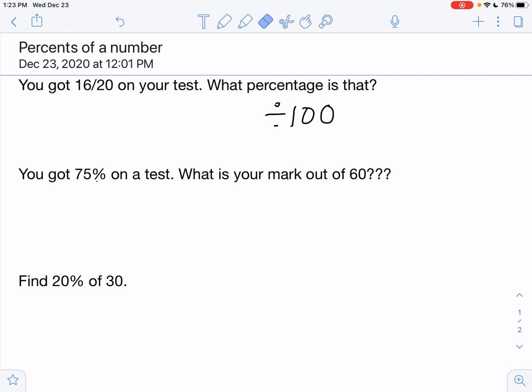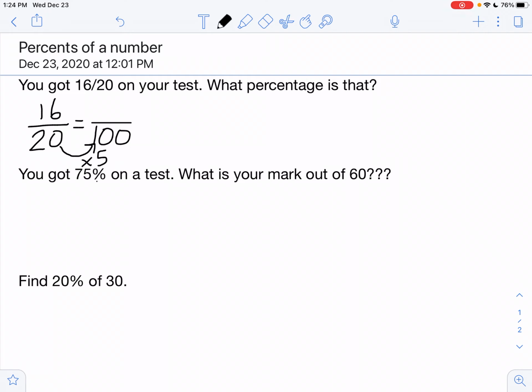So if I get 16 out of 20 on my test, and I want to calculate what percentage it is, what I usually do is I take 16 and I put it out of my total of 20 marks, and I say, okay, I want to make an equivalent fraction or ratio, but now I want my total to be out of 100 because it needs to be a percentage. Then I ask myself, what do I have to multiply 20 by to get 100? Well, 100 divided by 20 is 5. So if I multiply 20 by 5, I get 100.